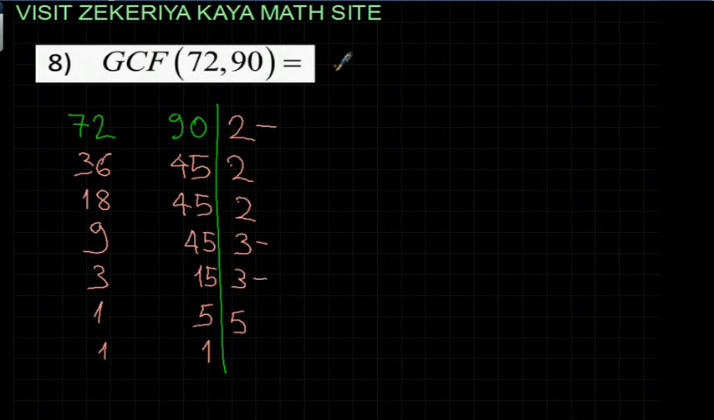Now to find greatest common factor, we multiply the numbers which we signed. 2 times 3 times 3. To find the greatest common factor, we multiply the numbers which we signed. It makes 18.